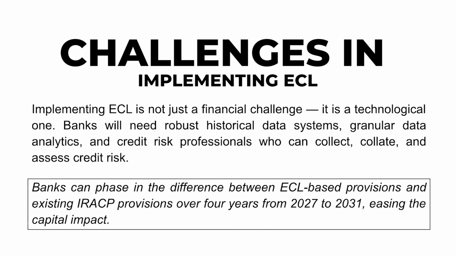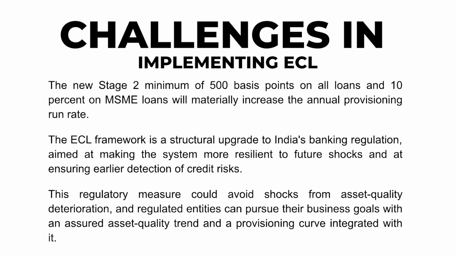This will have implications on the capital, because when credit loss is estimated and provisions are made, it will reduce the profits to that extent, which normally get added to the capital at the end of every quarter. That will be impacted now. And the new stage 2 minimum of 500 basis points and 10% provision for MSME loans will materially increase the annual provisioning against bad loans. That is the expected bad loans. They have not yet become bad loans.